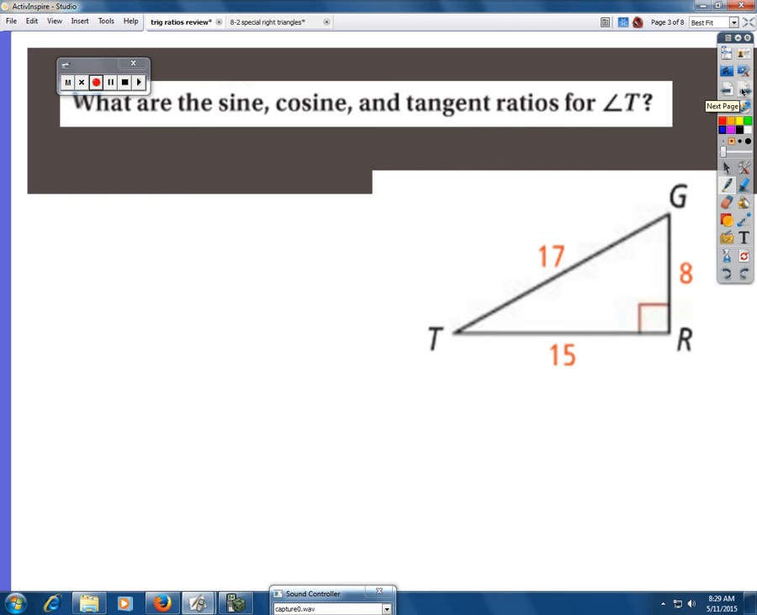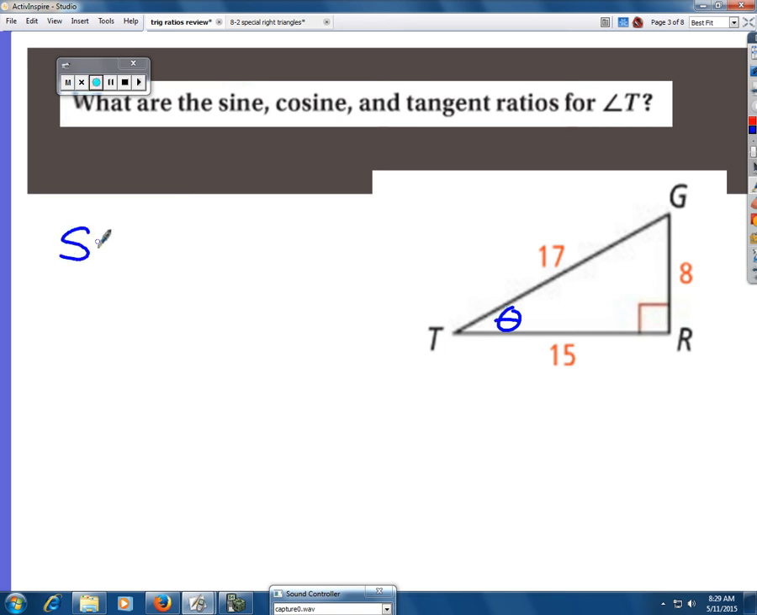So in this triangle, what are the sine, cosine, and tangent ratios for angle T? So we call that our theta. Whatever angle we're using in a trig problem, we call that our angle theta. So basically, sine of theta, or sine of T, equals opposite over hypotenuse. But how do I find the opposite and adjacent sides? Because it's going to change depending on which angle is your theta. Either T or G could be. They told us T is in this problem.